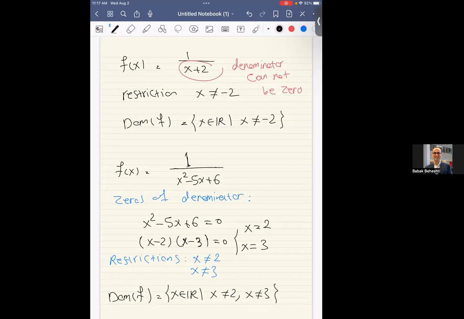We have to include the line outside the R, like that line thing. We have to include that. So the meaning of this is the set of all real numbers x in R such that x is not equal to 2 and x is not equal to 3. So here it means basically all real numbers except 2 and 3.